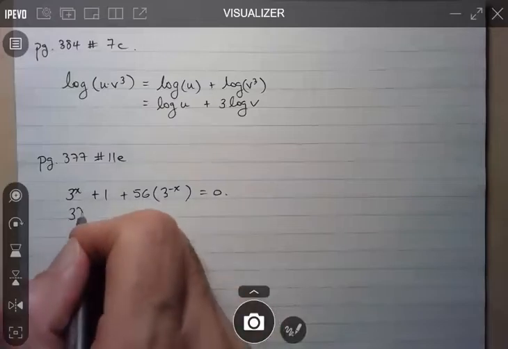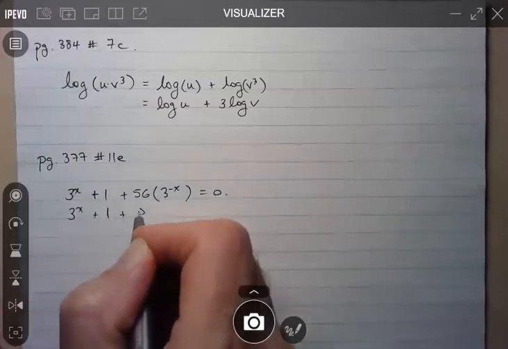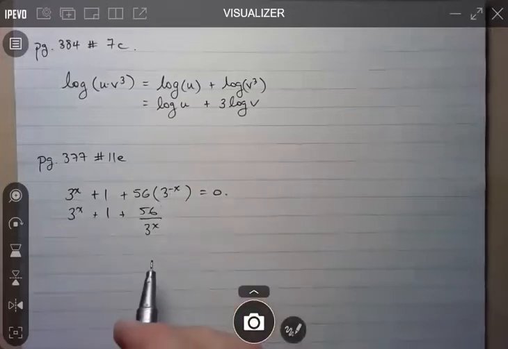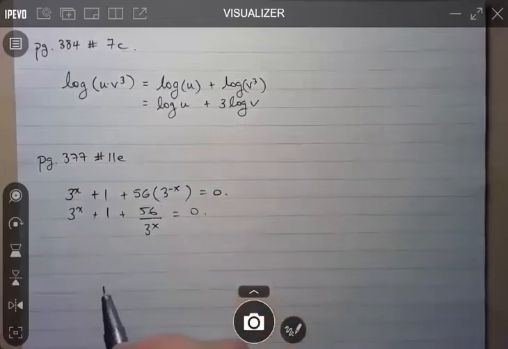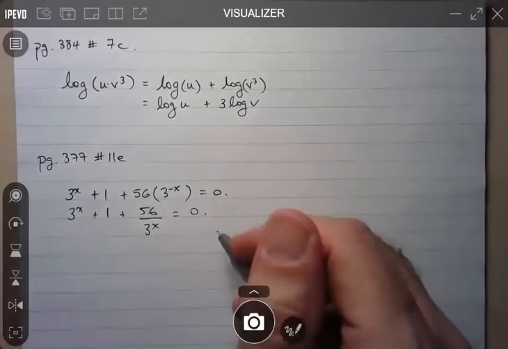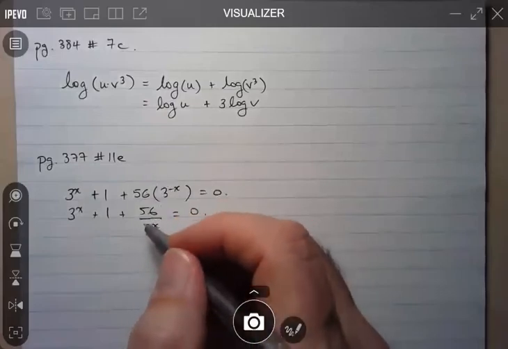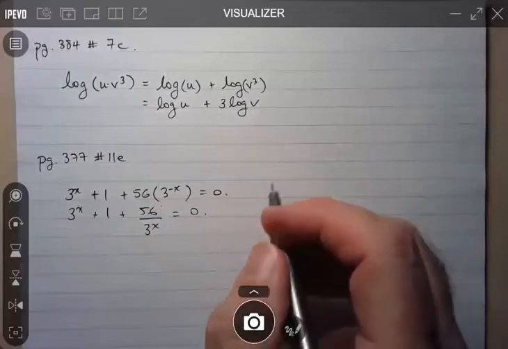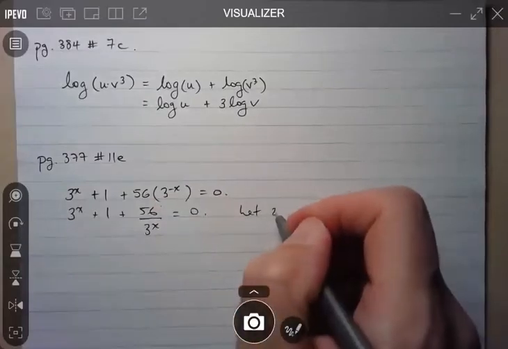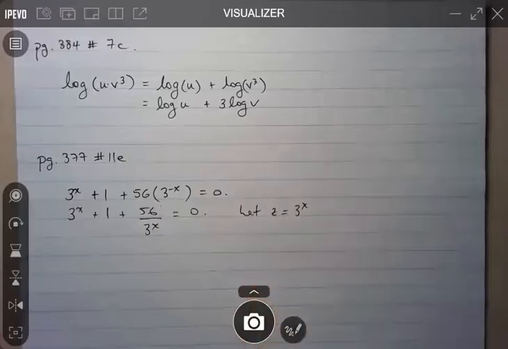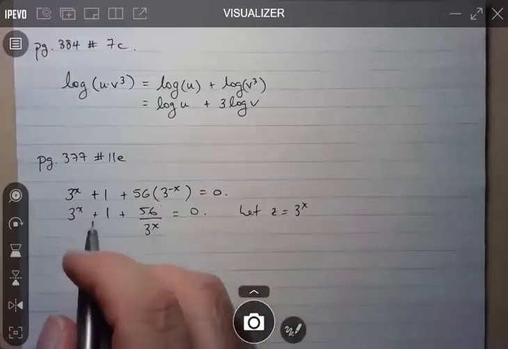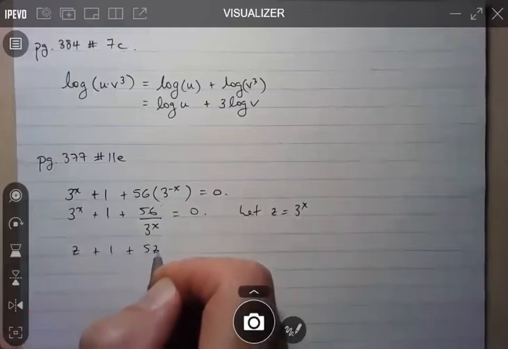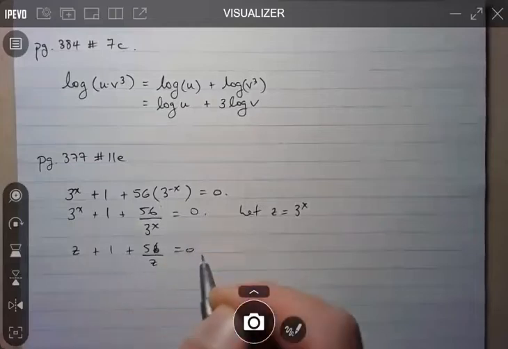So here, all I'm going to do is this 3 to the negative x is 1 over 3 to the x. Okay. And so now I recognize this as a rational equation. And what eventually you'll hopefully start to do is not have to do this change of variable like I'm going to do here. But for now, since this is a pretty new concept, let's actually do the change of variable. Okay, so here, if I replace 3 to the x by z, I have z plus 1 plus 56 over z is equal to 0.